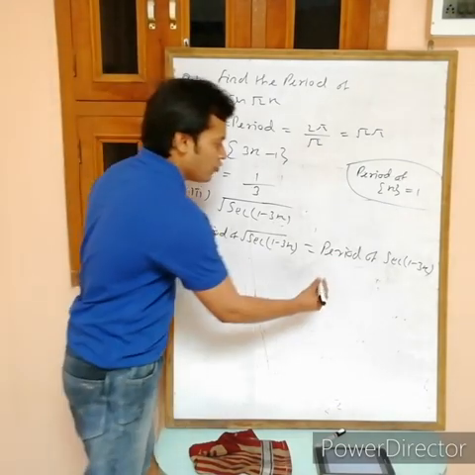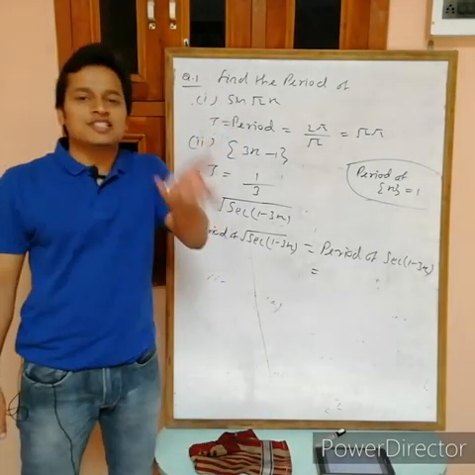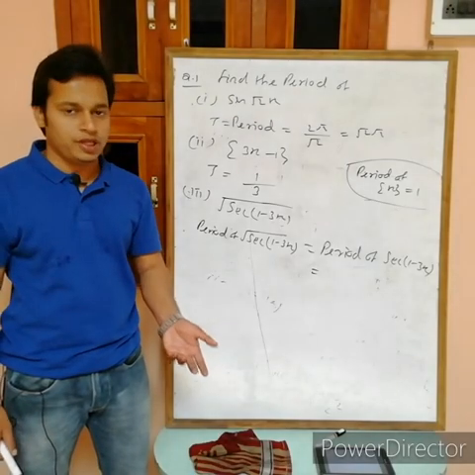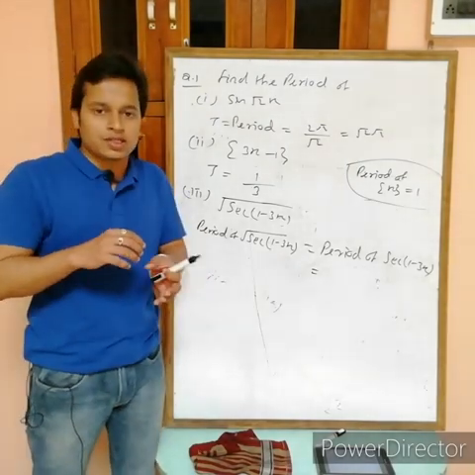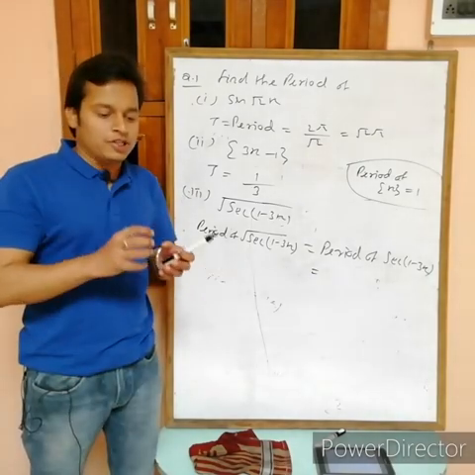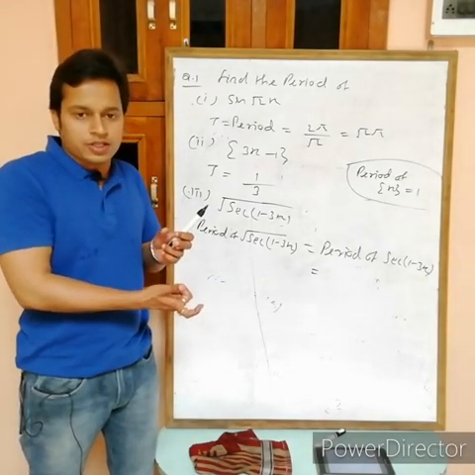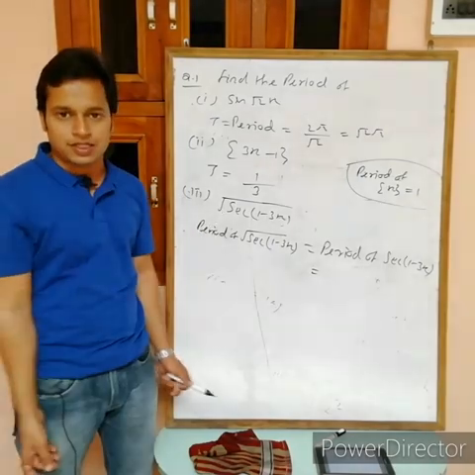Now the period of sec of 1 minus 3x: the period of sec x is 2 pi. The period of sec x is the same as cos x, because sec x is 1 by cos x, and if you draw the graph also you will see it. The period of cos x is 2 pi, so 1 by cos x also has a period of 2 pi.